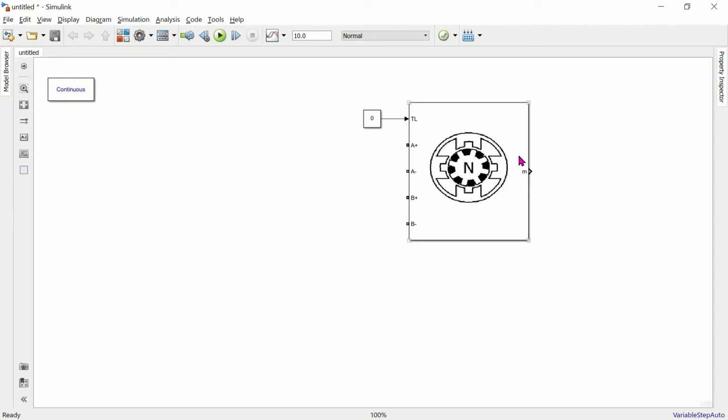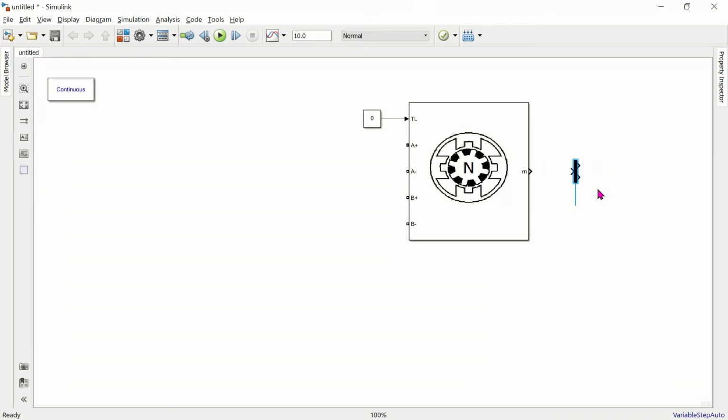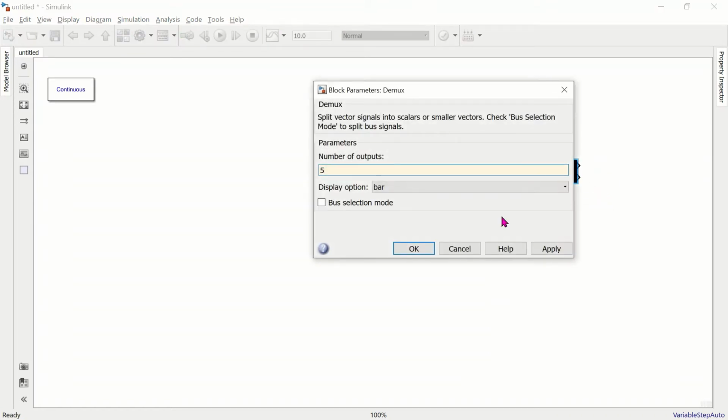Now on the output side we can measure the voltage of each phase of stator winding and current, torque produced, speed of the motor and the step angle. So there are five parameters that are the output of this machine.